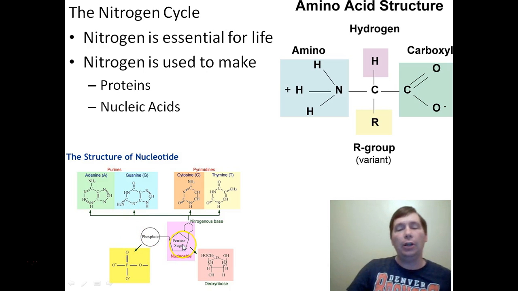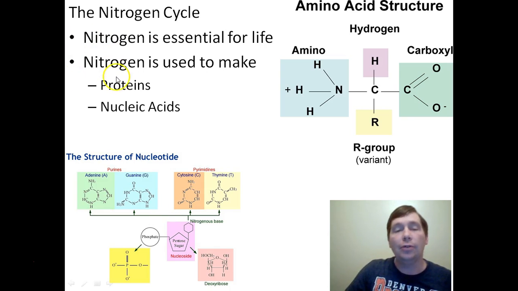Nucleic acids also contain nitrogen in them. Hopefully you remember that the parts of a nucleotide are a phosphate group, a pentose sugar or 5-carbon sugar, and then attached to that one of the nitrogenous bases: adenine, guanine, cytosine, and thymine. Now, all of these nitrogenous bases have nitrogen in them. Here you see nitrogen here, here, here, here, and so on. So you can see that nucleotides have a lot of nitrogen in them.